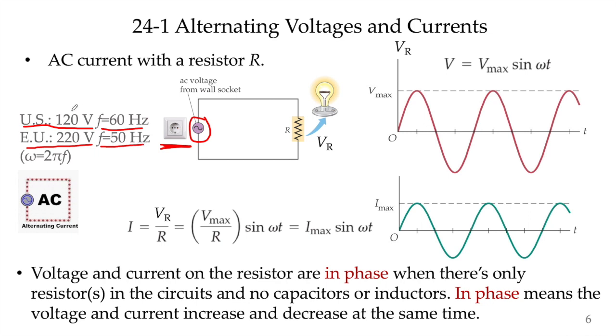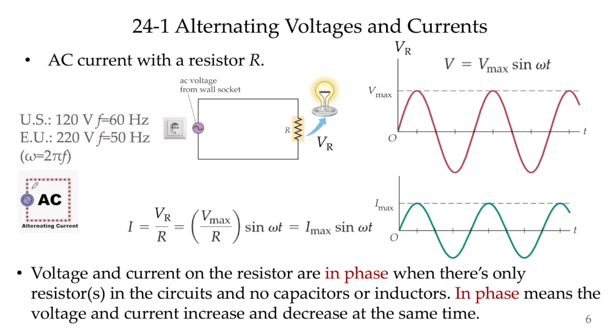So if you buy something in the US, some device or some appliance, and bring it to the European countries or Turkey, then it's not going to work. It's not enough to change the voltage, but also the frequencies are different, right? So also remember that the angular frequency again is 2 pi times the frequency.